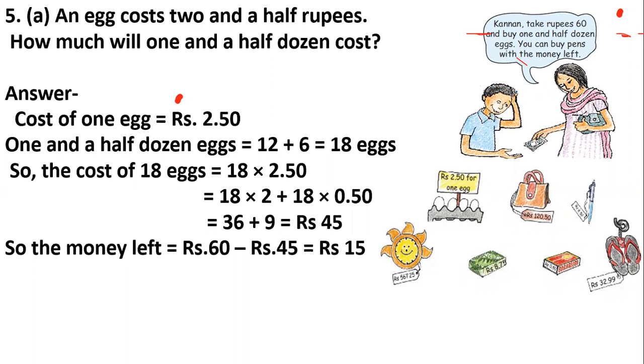Last. Cost of 1 egg is 2 rupees 50 paise. What is the cost of 1½ dozen? Dozen means 12. Half dozen means 6. So in total, 18 eggs. One and a half dozen means 12 plus 6, 18 eggs. What is the cost of 18 eggs?